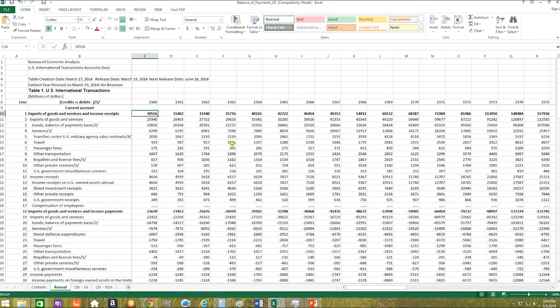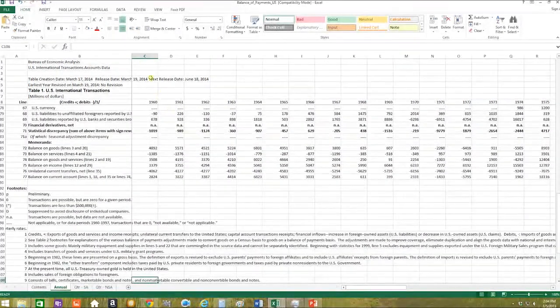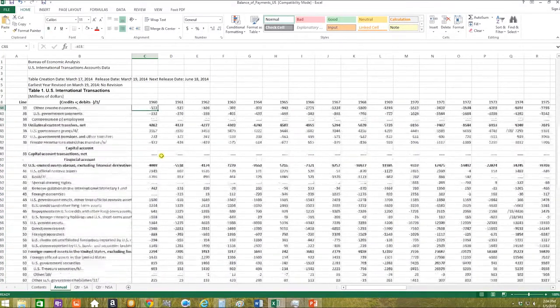If you just focus on these numbers here for the moment, you'll see that all of the numbers come from this spreadsheet. And this is the line for 1960. So in your own time, you can go through everything.